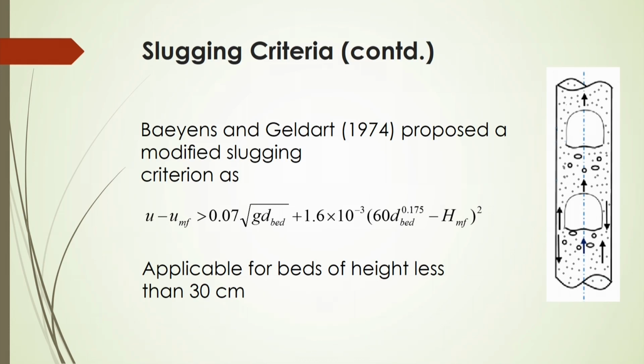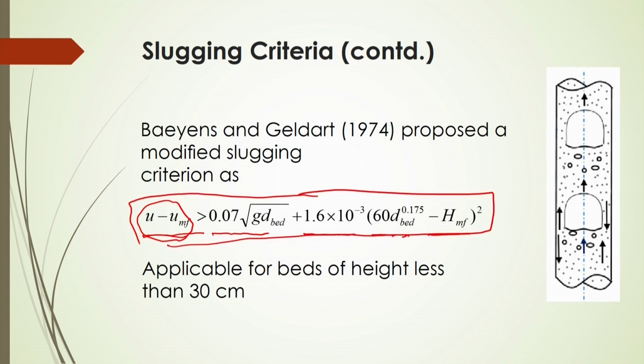Baeyens and Geldart, 1974, proposed a modified slugging criteria, where the relative velocity of the gas or fluid, u minus u_mf, should be greater than 0.07 root over g d_B plus 1.6 into 10 to the power minus 3 into (0.6 d_bed to the power 0.175 minus h_mf). From this correlation you can get the slugging criteria for a particular operating condition of bed height or bed diameter, and the solid particles and their size.